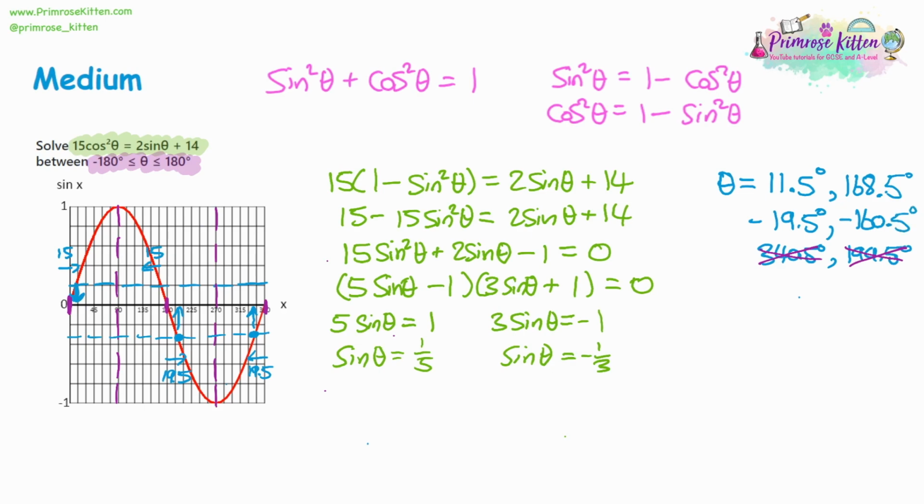All we have to do now at the end, write your answers in ascending order and make sure they're really, really clear. So negative 160.5, negative 19.5, then we've got a positive 11.5 and a positive 168.5 degrees. So those are 4 answers.